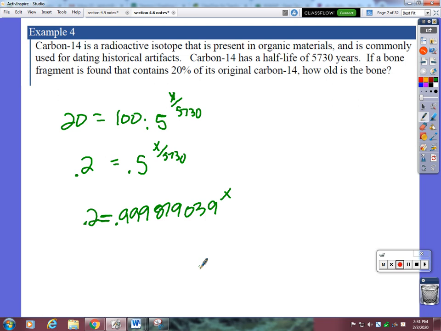Log both sides. And then I'm going to take the log of 0.2 and divide it by the log of this. So that would be the log of 0.2 equals x times the log of, I don't want to write all that out, so I'm going to go 0.5 to the 1 over 5,730th power. And if you want to be more accurate and you don't want to get in trouble with Brianna for rounding too early, you should divide by the log of 0.5 to the 1 over 5,730th power instead of writing out that whole decimal. And when you do that, how old is the bone?